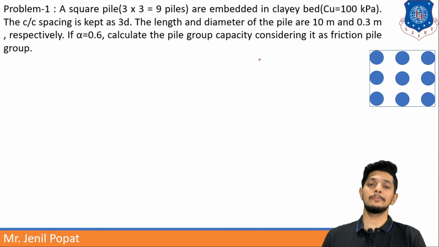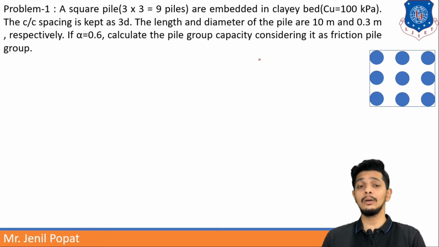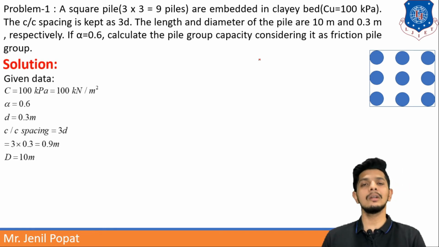The CC spacing, that is the center to center spacing, is kept as 3d, or we can say 3 times the diameter. The length and the diameter of the piles are 10 meter and 0.3 meter respectively. So diameter and length are given. If alpha, the adhesion factor, is 0.6, calculate pile group capacity. Now it is a friction pile group. Let us write the given data first and use the formulas which we have understood previously.